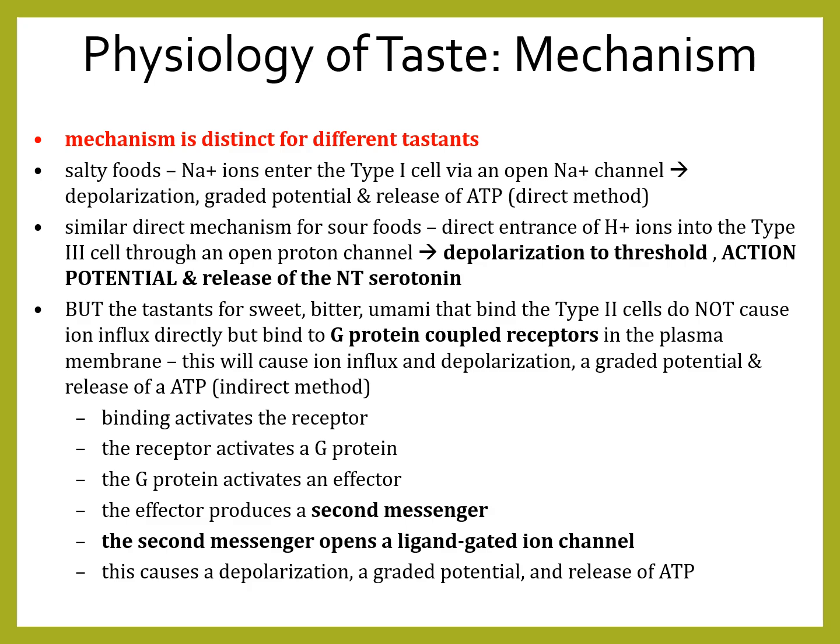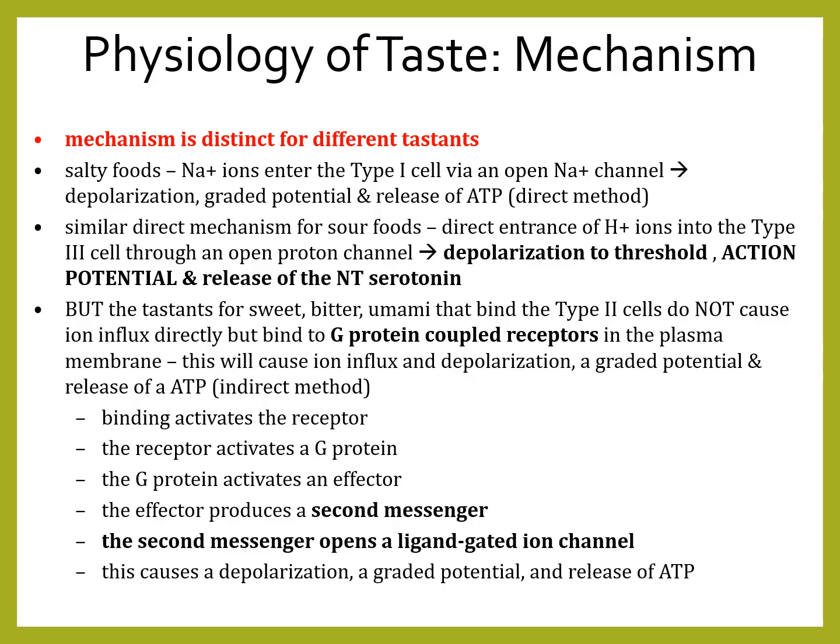Where the confusion comes in again is the tastants for sweet, bitter, and umami. These are going to bind the type 2 cells. One is specific for sweet, one is specific for bitter, and one is specific for umami. They do not cause ion influx directly. Instead, these tastants bind G protein coupled receptors found on those gustatory hairs.